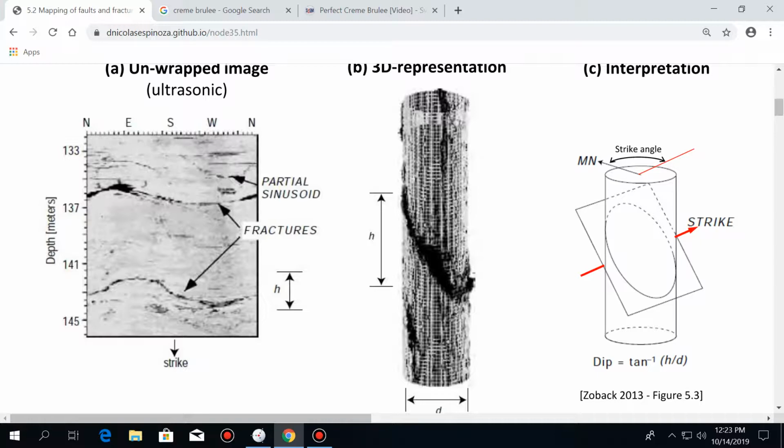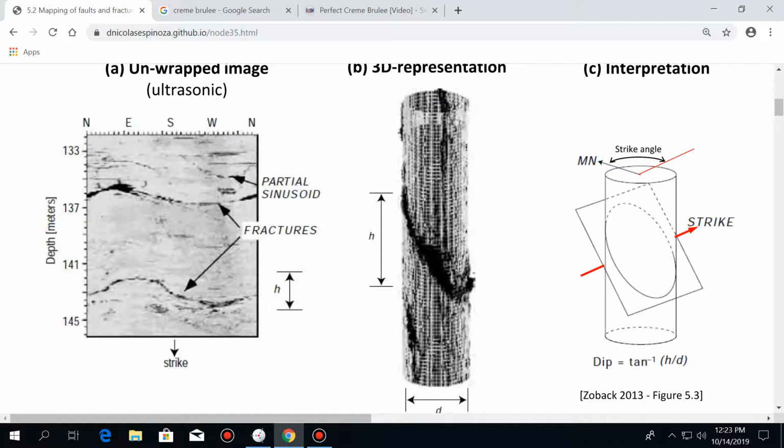All right, so with these two methods, you can get to know pretty well where some of the faults and fractures are. The limitation of the wellbore method is that you cannot map all the faults, right? You just map the ones that are close to the wellbore. All right, let's see why.